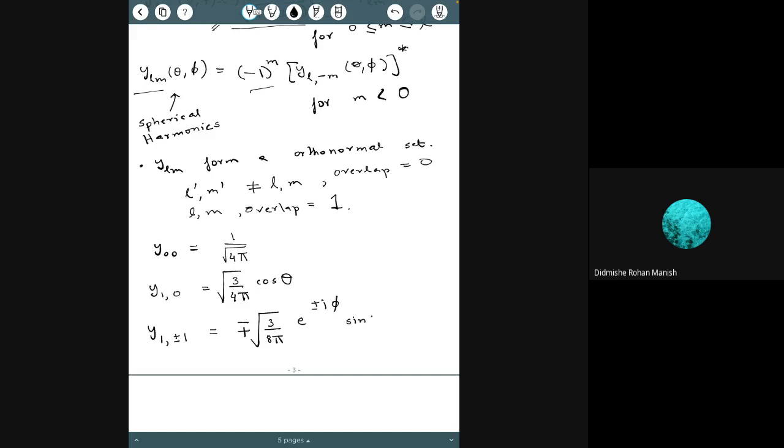Is this normalization done over like the volume? I mean, what is it normalized over? It's normalized over the solid angle basically. So the whole angular part. Is that why there's the 4 pi in the denominator there? Yeah. It's over the solid angle basically.